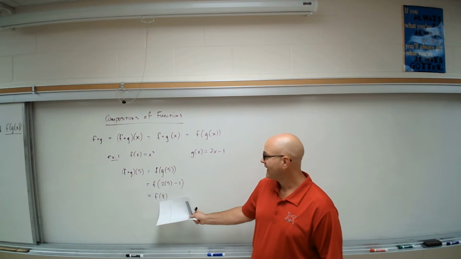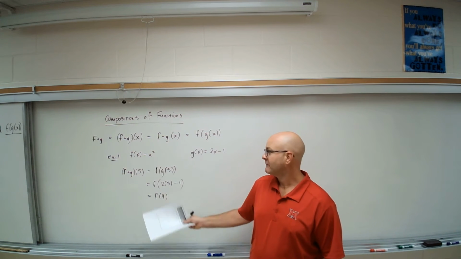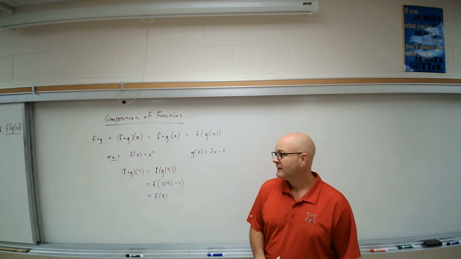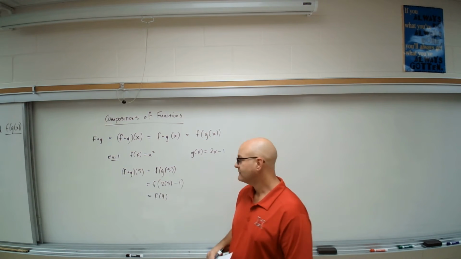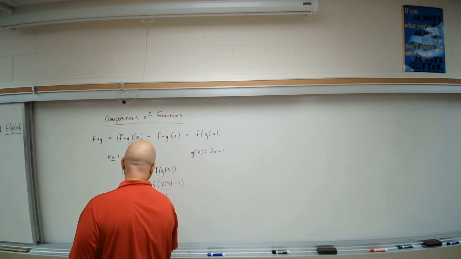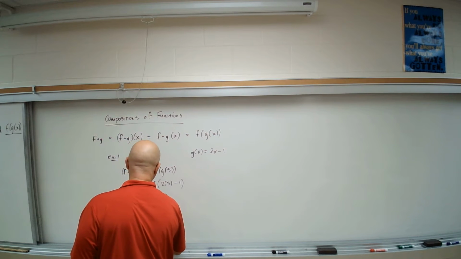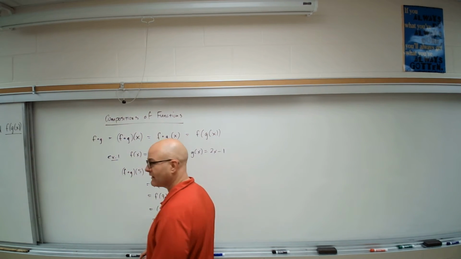Now at this point, we'll take this. The function for f of x tells us to take the input and square it. So that will give us 9 squared, which will give us 81.